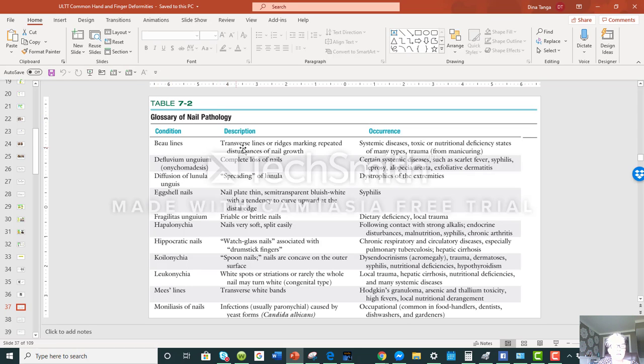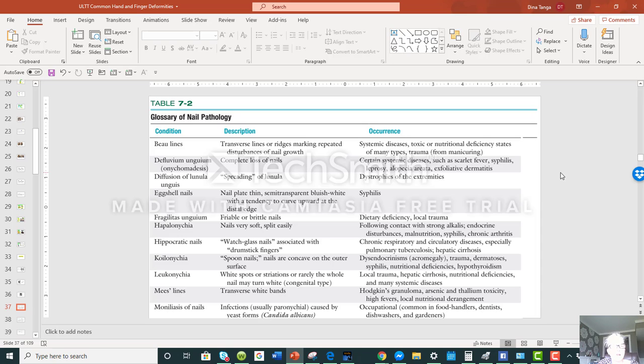Beau lines, transverse lines or ridges marking repeated disturbances of nail growth. Systemic diseases, toxics or nutritional deficiency states of many types, and trauma. That's an interesting word. I'm not going to even attempt to say it. Complete loss of nails. And you can see that in systemic diseases such as scarlet fever, syphilis, leprosy, and some exfoliative dermatitis.